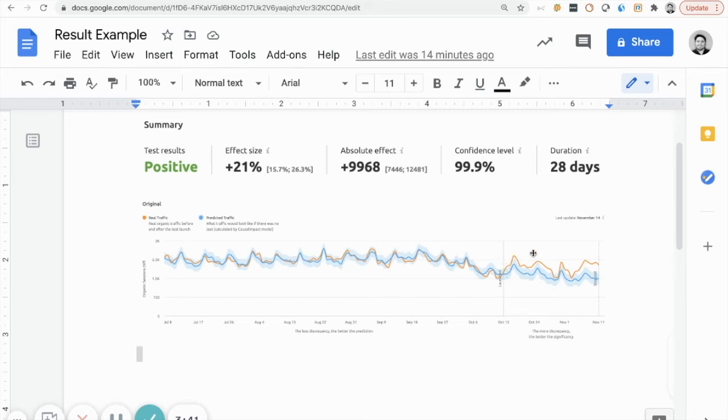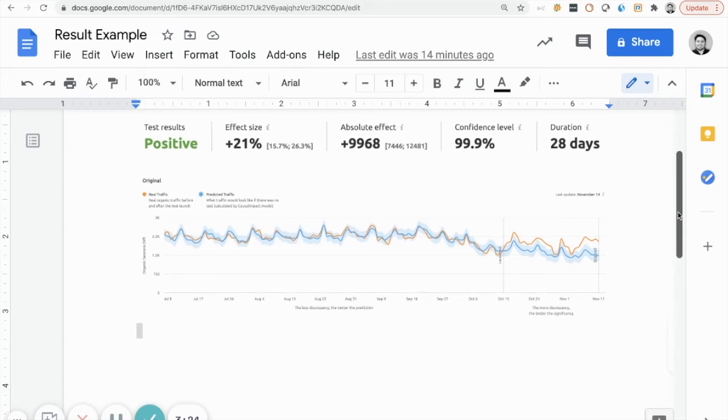So in this case, the orange line is consistently over, that indicates positive. If the orange line was consistently under, it would be negative. If there was some type of mix back and forth, that would generally indicate no significant change. Let's take a look at some other examples of graphs.